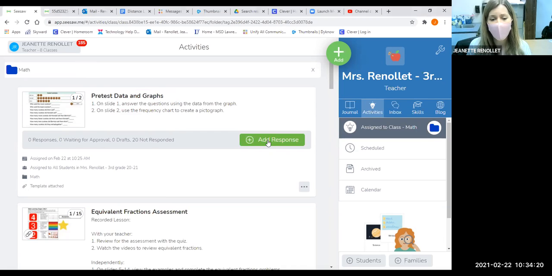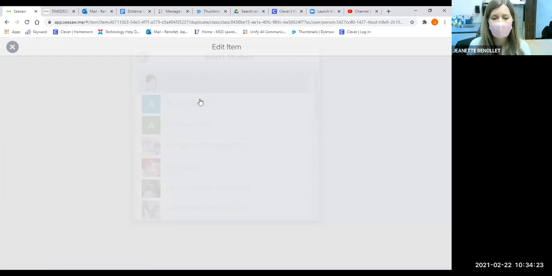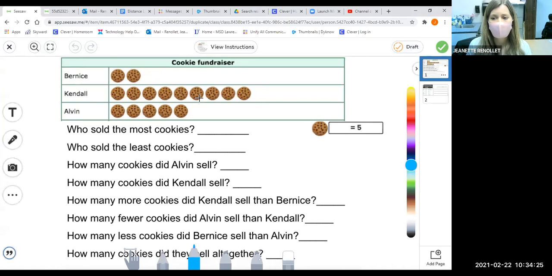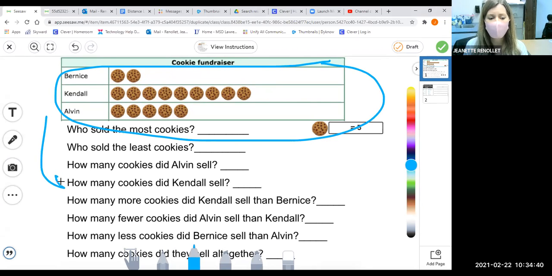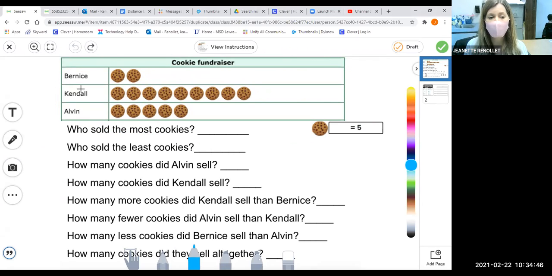Please open your task by clicking Add Response and look at slide number 1. Slide number 1 gives you a graph and questions about the graph. I want you to use the graph to answer these questions. If you don't know something, you can put a question mark or leave it blank. If you do know something, I want you to show me and write it on the blank.